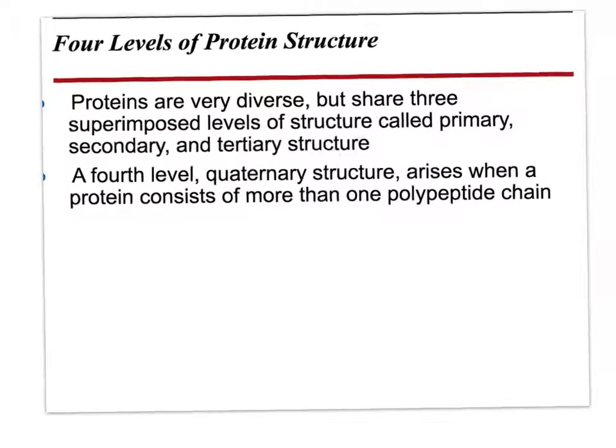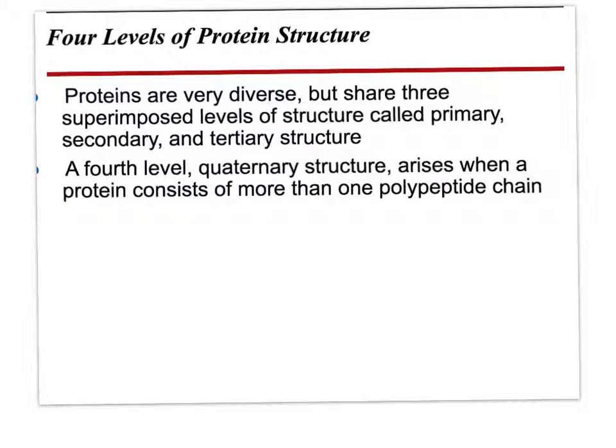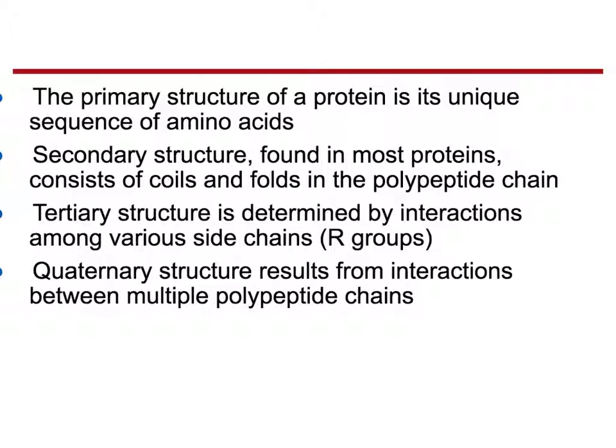So we have 4 levels of protein structure. Okay? Proteins are diverse in terms of functionality and structure, but they do share 3 different levels of structure called primary, secondary, and tertiary structure. The 4th level, quaternary structure, is not present in all proteins. Okay? It consists where you have multiple separate polypeptide units that have their own shape, but they come together to form a functional protein. Okay? So actually more than one polypeptide chain.